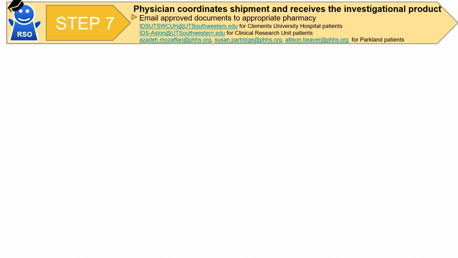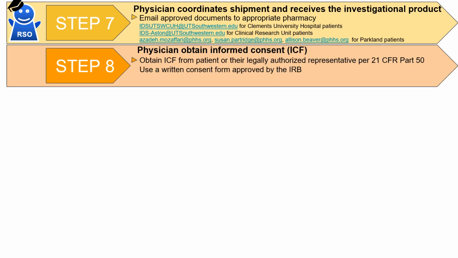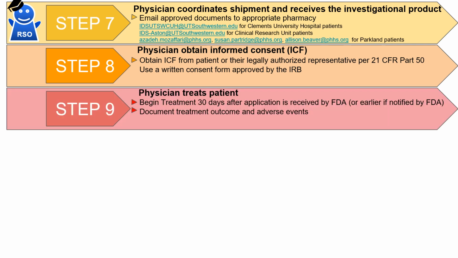Step 7 is to coordinate shipment of the investigational product with the appropriate pharmacy. Step 8 is to obtain informed consent using the IRB approved informed consent. Step 9, so after obtaining informed consent, the physician can treat the patient with investigational products. And here be sure to monitor for adverse events and note treatment outcomes.